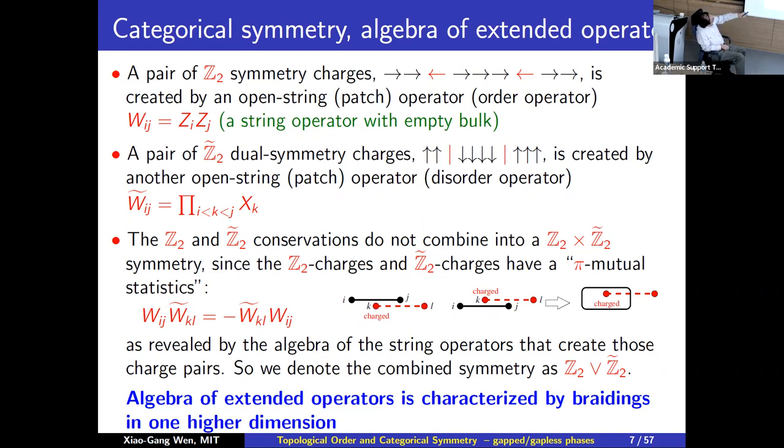This seems kind of strange, because to create two charges, you should have a two-local operator. But for the dual spin, it's not a two-local operator, it's just a string operator. But maybe this is the generic case. In general, we need a string operator to create two charges. Then we also view this as a string operator, just a string operator with empty bulk. The bulk is identity. That's a terminology we're going to use. We view both as string operators. So a pair of charges are created by a string operator, and the charges are located at the boundary of the string operator. Some kind of strange way to think of this.